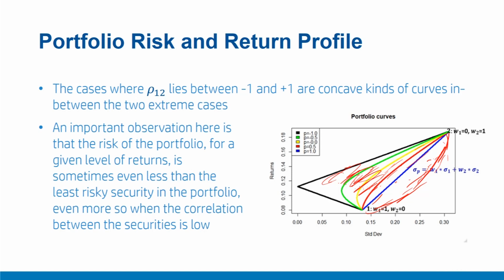An important observation here is that the risk of the portfolio for a given level of returns is sometimes even less than the least risky security in the portfolio. For example, this is the least risky security, then there are certain combinations where risk is even less, or on the left of it. And this is particularly the case when the correlation between the securities is very low. For example, on this side we are expecting low correlation points.